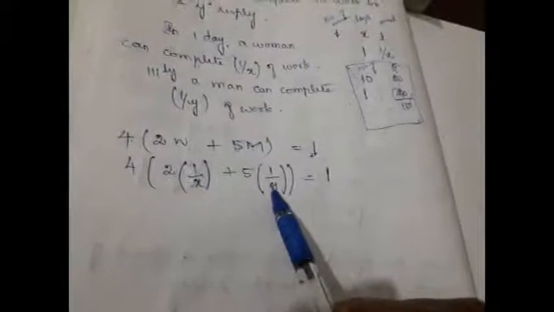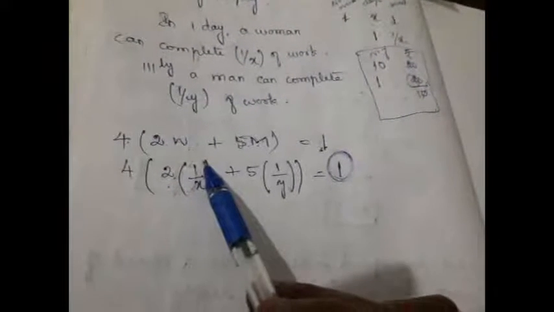How many days are they working together? 4 days. If they work together for 4 days, they are completing the task. What is our task? Our task, we are denoting it by 1. Yes, hope you understood. Two women, if they complete the work, plus 5 men completing 1 by y part of the work, and if they work like this together for 4 days, they are completing the entire task.